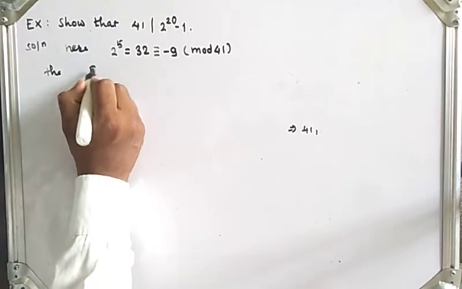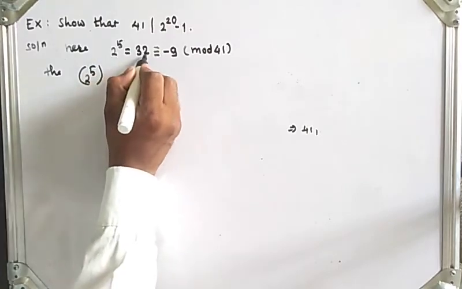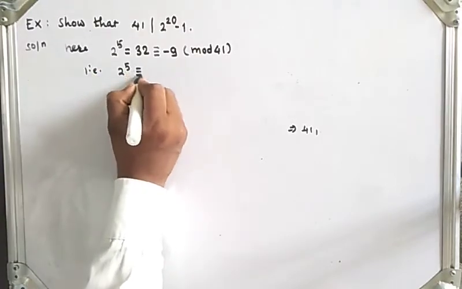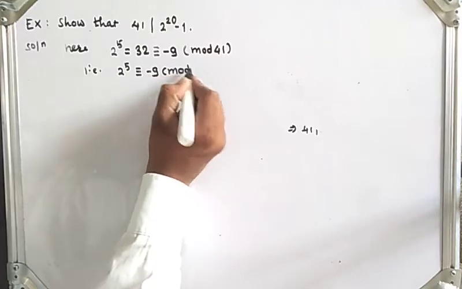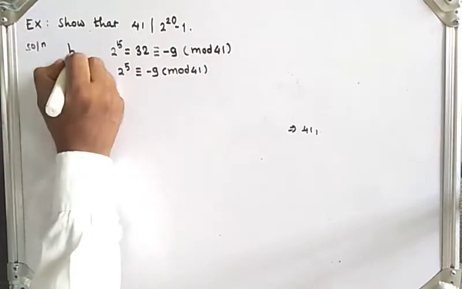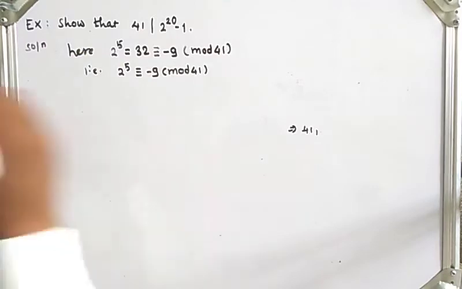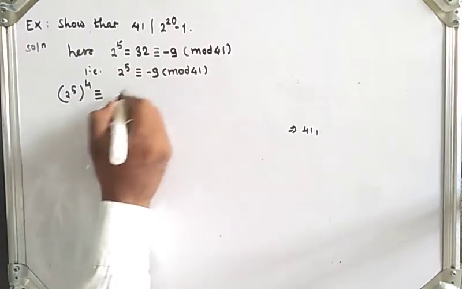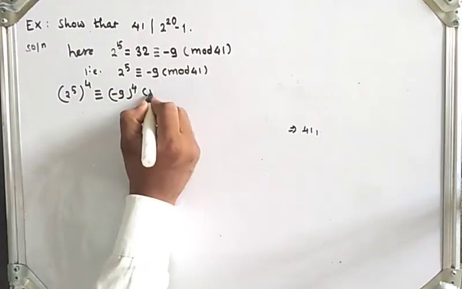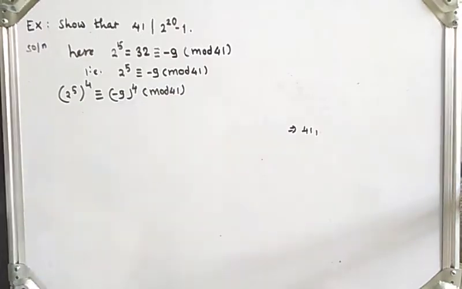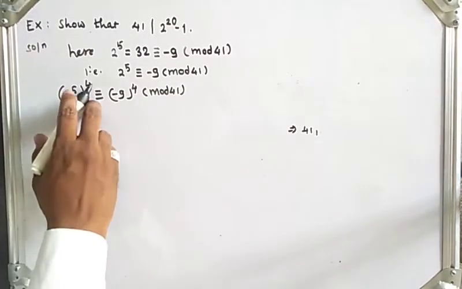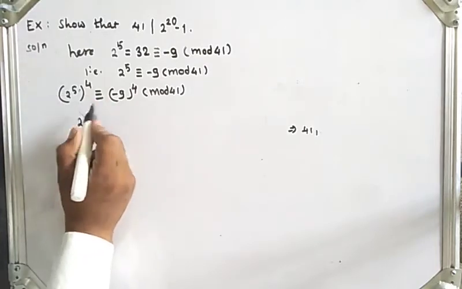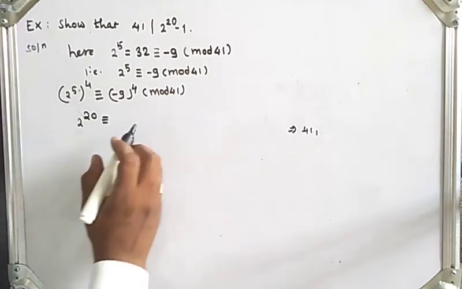So 2 raised to 5 is nothing but 32. This can be written as 2 raised to 5 is congruent to minus 9 modulo 41, right? So taking the fourth power, we get 2 raised to 5, raised to the fourth power, is congruent to minus 9 raised to 4 modulo 41, right? Multiplying 5 into 4 gives 20. So 2 raised to 20 is congruent to what?